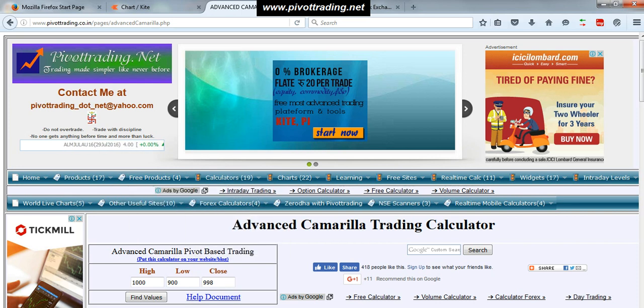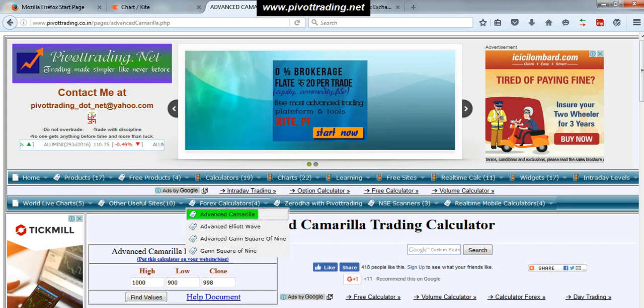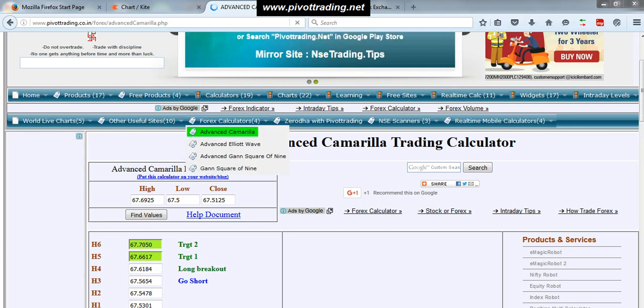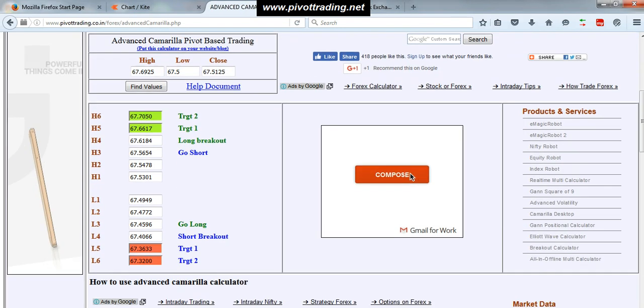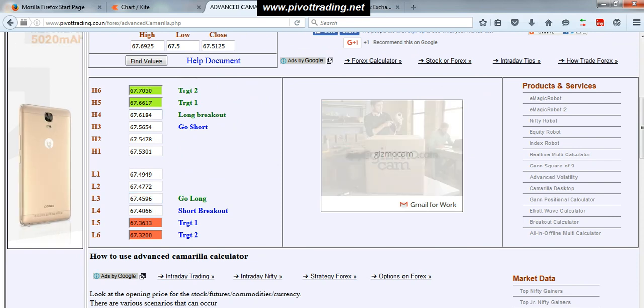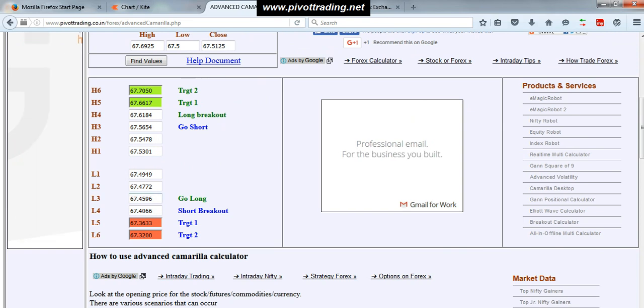You can come to my website, pivottrading.net. Again, you will see a section called Forex calculators. Within Forex calculators, you will find something called advanced Camarilla. You can go there. After you come to this Forex calculators advanced Camarilla page, you enter the values, high, low, and close, and then you get the levels. If you look carefully here, you get the levels with the precision of 4 decimal points. So these are more realistic levels.